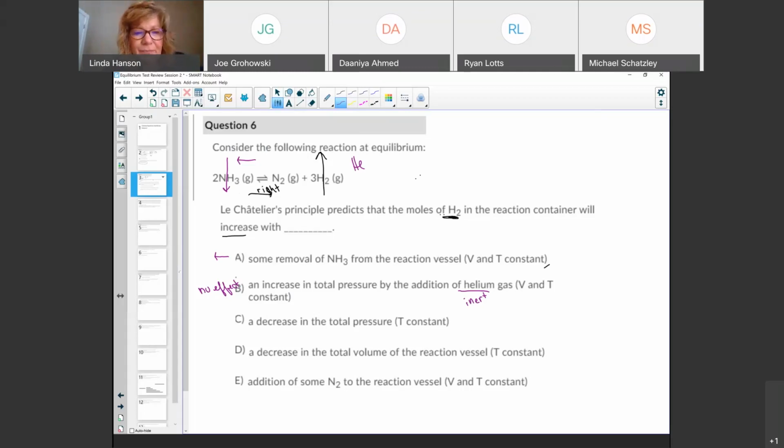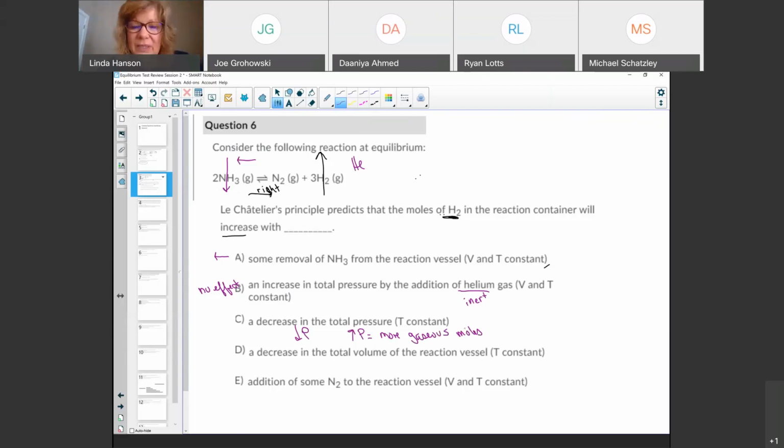Let's keep reading. Letter C says, if I decrease total pressure. Now the total pressure comes from the number of gaseous moles on the left side as compared to the right side. So if I decrease pressure, that's the stress, and the system wants to do the opposite. It wants to increase pressure, and increasing pressure is going to happen by the side that has more gaseous moles.